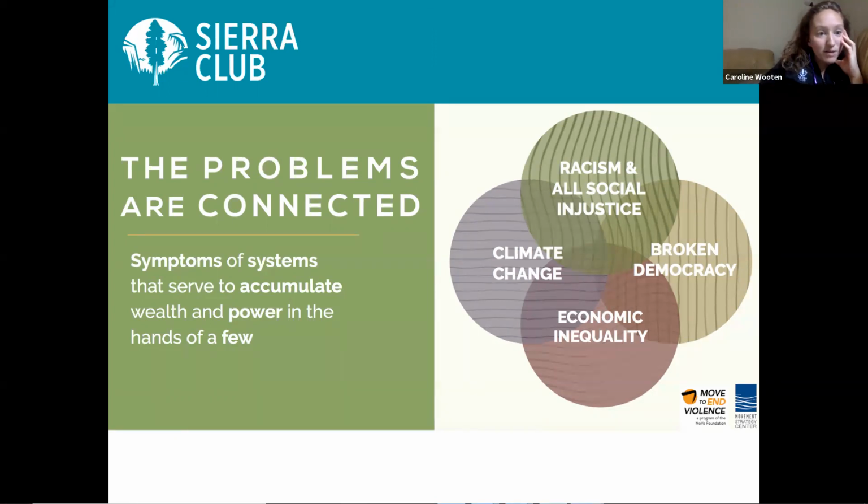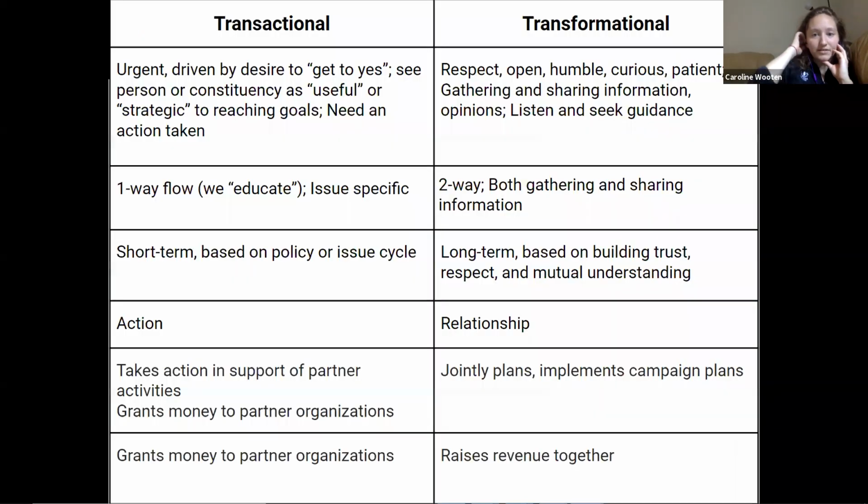Another thing in the chat box, southeast side of Chicago, minority neighborhoods most negatively impacted by harmful factory pollution. Absolutely. Yes, a lot of real examples for this Venn diagram. The next slide.